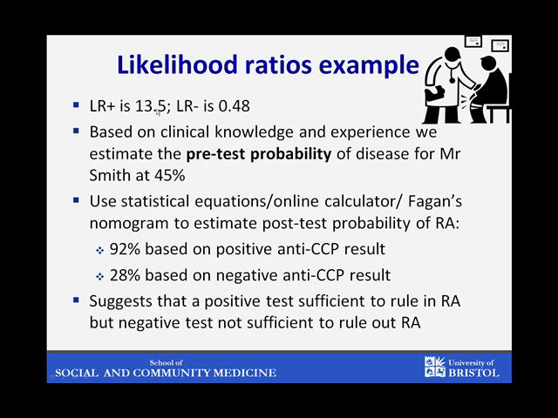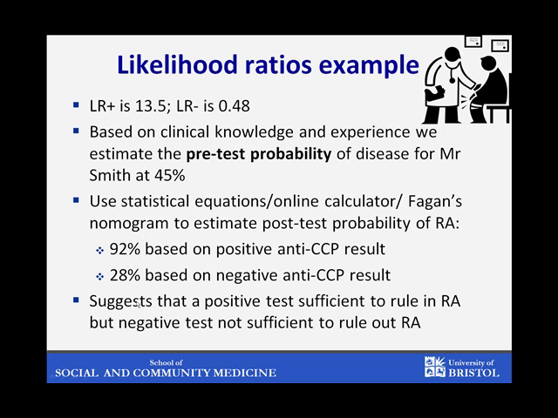Okay? Based on these likelihood ratio numbers, we'll be able to show you in a minute that if the test comes back as positive, you now would know that the probability of Mr. Smith, not the average patient, of having rheumatoid arthritis is now as much as 92%, whilst on the other hand, if it came back as negative, he would still have a 28% or almost 1 in 5 chance of still having rheumatoid arthritis, despite the negative test result.